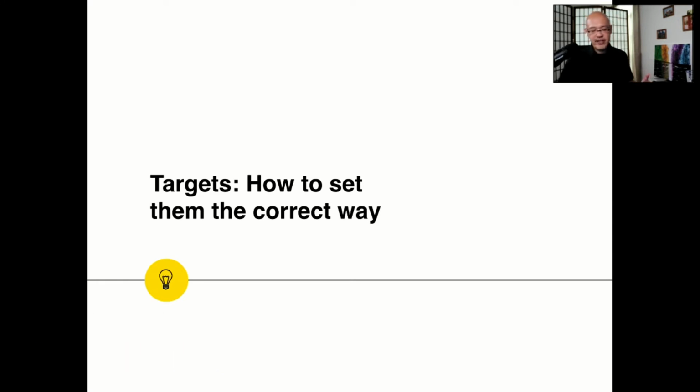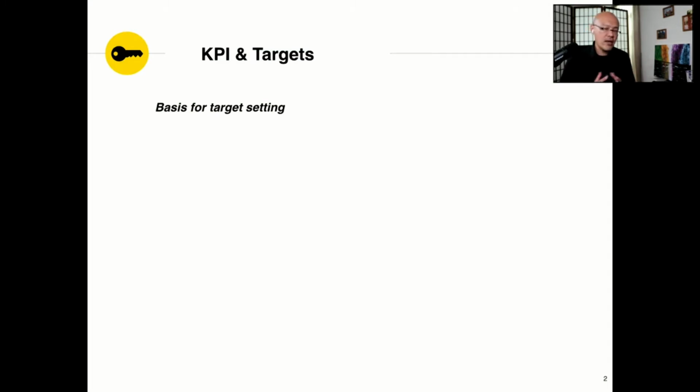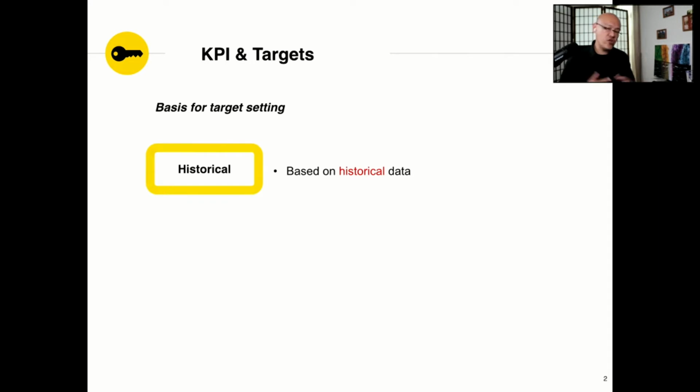So when it comes to target setting, essentially you want to ask yourself this question: what is my basis for setting target? There are three types of basis that you can look at when you are setting target for your KPIs. The first one is what we call historical, and that's looking at past data. So, for instance, if you are measuring the improvement in terms of your school climate over time, or the improvement of your staff engagement level over time, then you want to set your target based on historical data.